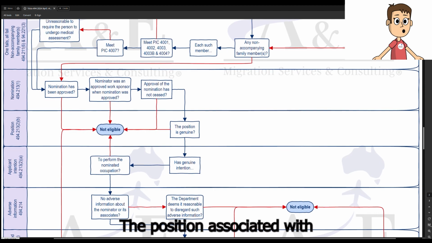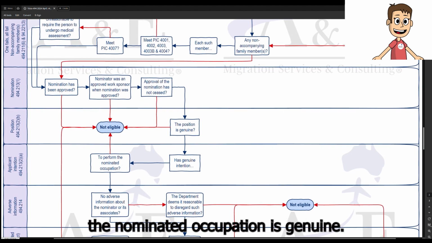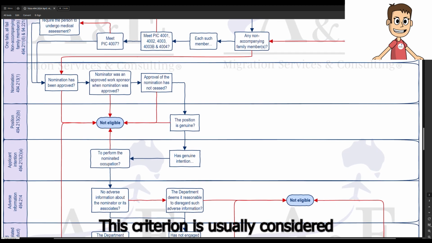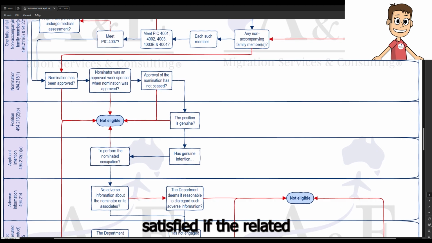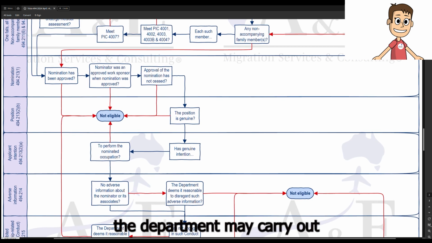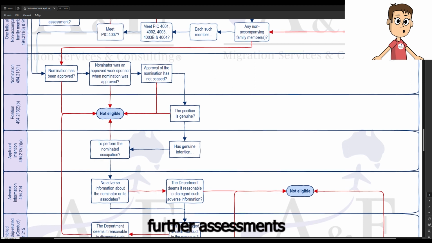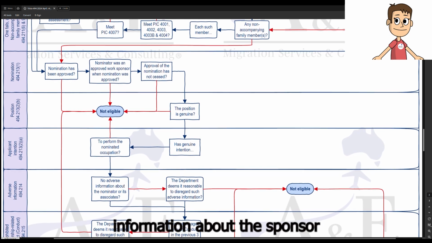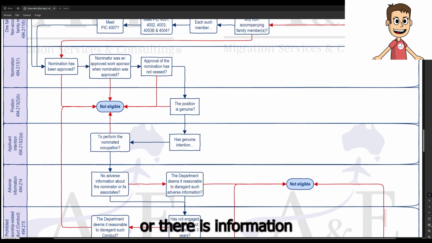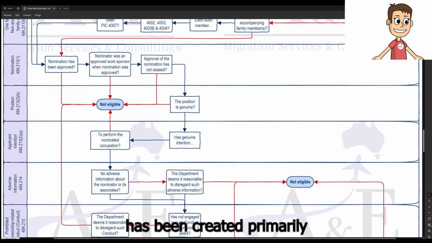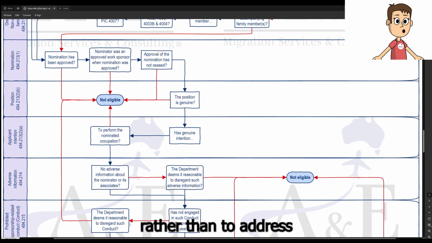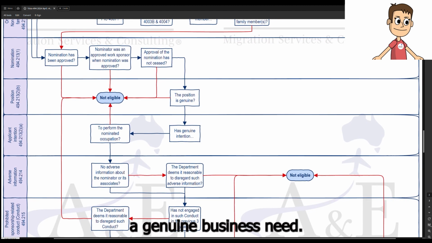This deals with rare situations where the nomination is inadvertently approved after the nominator's approval as a sponsor has ceased. The position associated with the nominated occupation is genuine. This criterion is usually considered satisfied if the related nomination is approved. However, the department may carry out further assessments if adverse information about the sponsor has come to their attention, or there is information suggesting that the position has been created primarily to assist you to obtain a visa rather than to address a genuine business need.